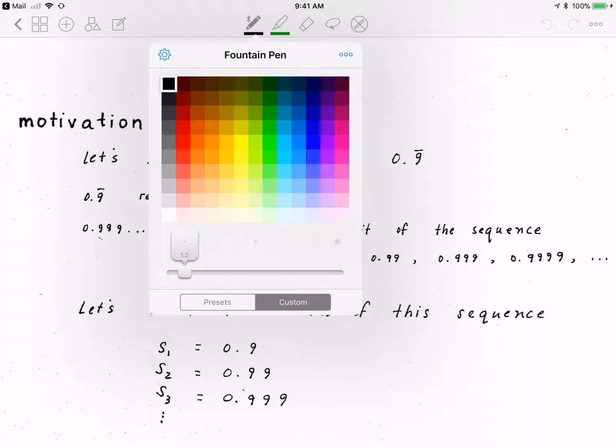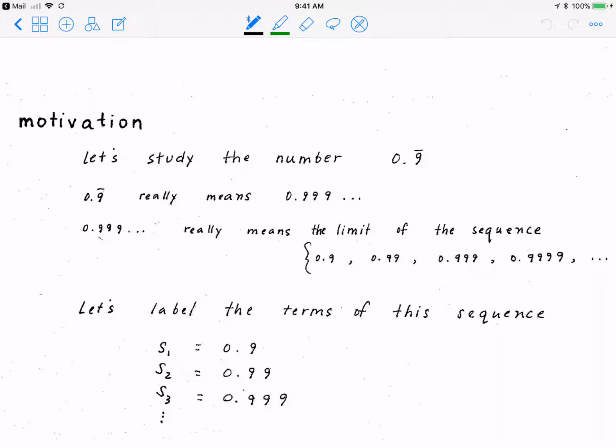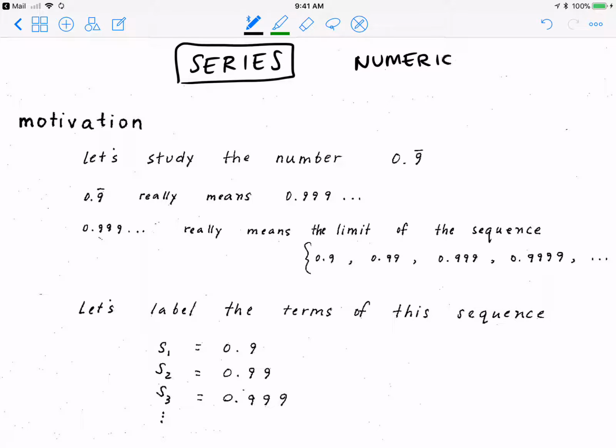So in our introduction to series, we're given a formal introduction to series, infinite series, numerical series, which means these are going to be series of numbers, and infinite series, which means we've got infinitely many terms. I like to start off by using the following motivation.